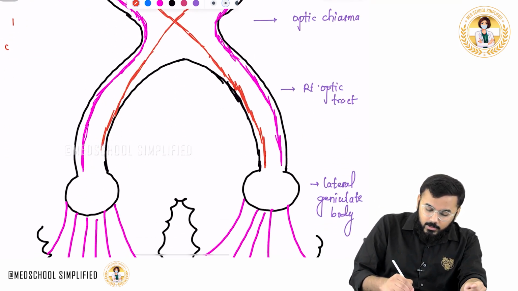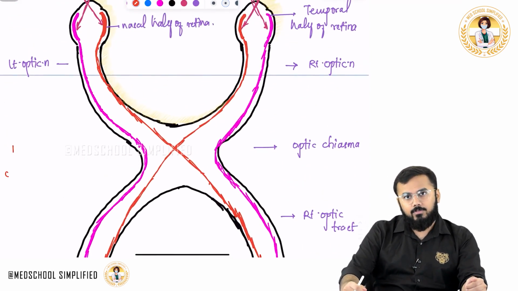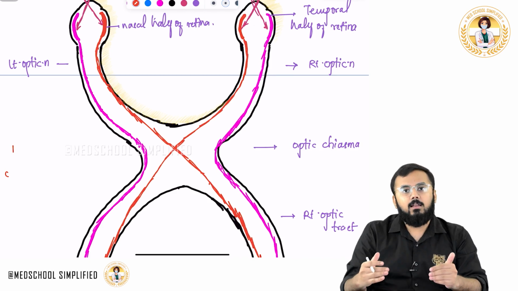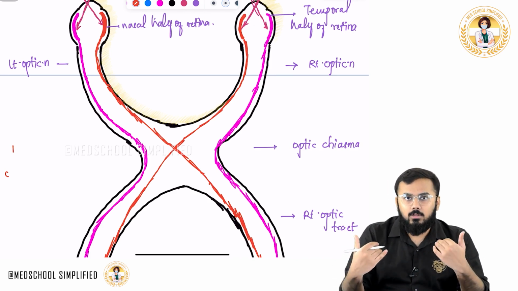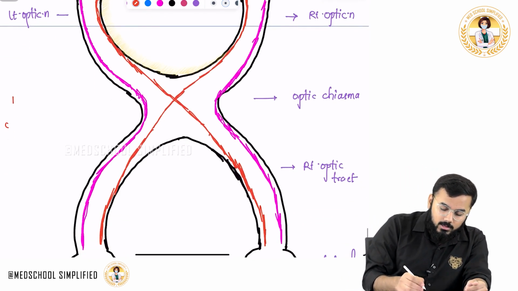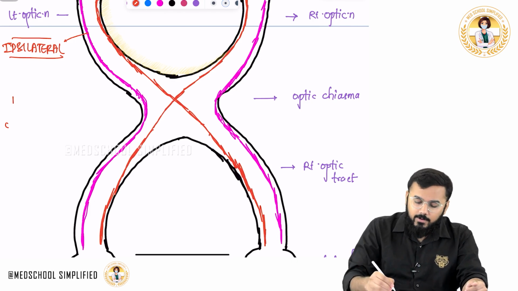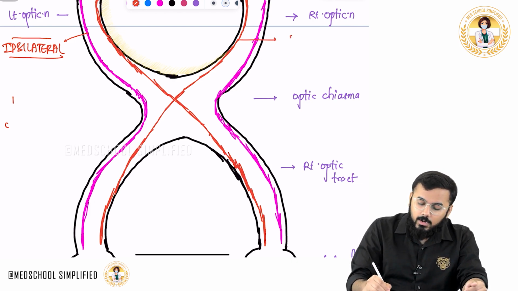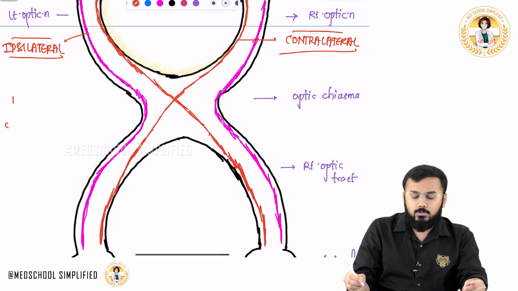Now tell me, are both the temporal half fibers and the nasal half fibers of the retina crossing? No. Temporal half fibers are on the same side. That is why you call these temporal half fibers ipsilateral fibers. Whereas these red color fibers over here are called contralateral fibers. One is ipsilateral, another one is contralateral.